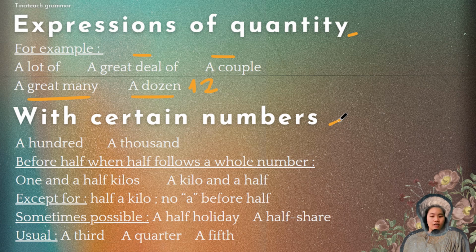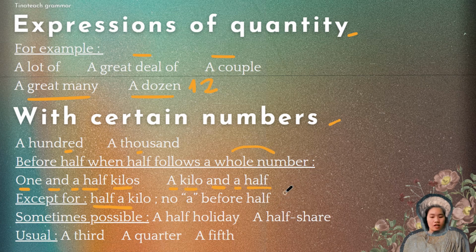100, 1,000. Now, you can put a before half if half follows a whole number. For example, 1.5 kilos. So half is following a whole number, a kilo. A kilo and a half. Okay? A kilo and a half, except for half a kilo.